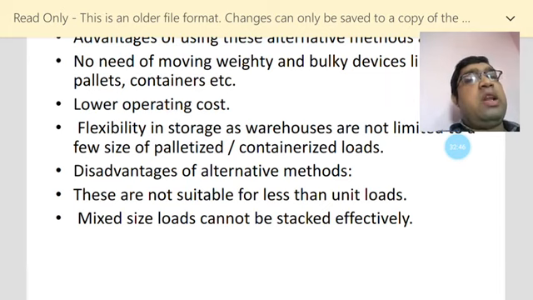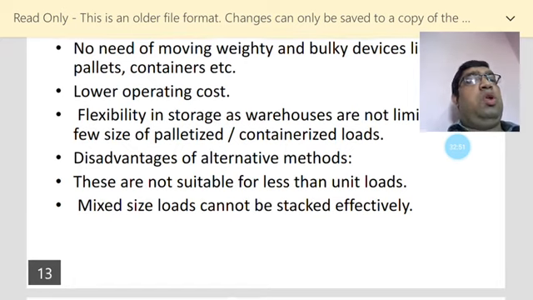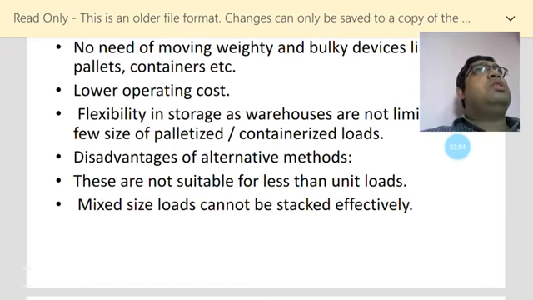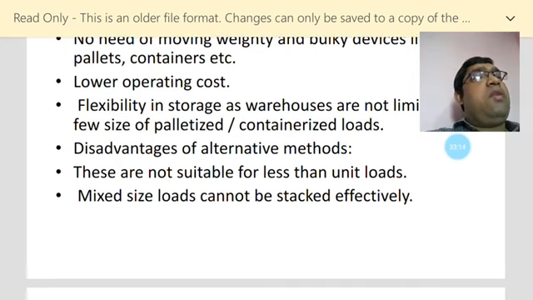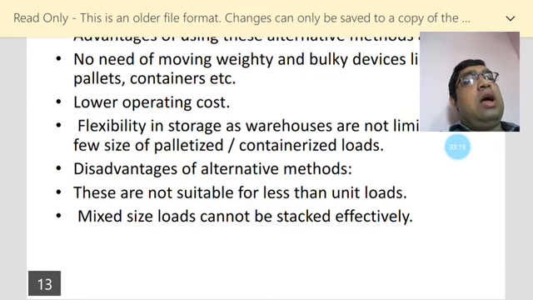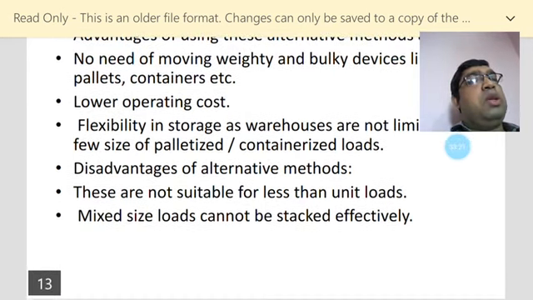The disadvantages of alternative methods: they are not suitable for less than unit loads, and we cannot use them for handling small quantities of materials from one place to another. These alternative methods of materials handling are also used for large quantities of materials, but that is difficult, and we do not have to use large quantities of materials all the time.